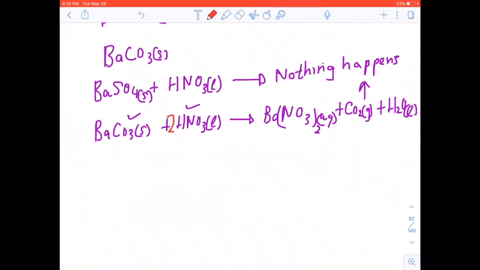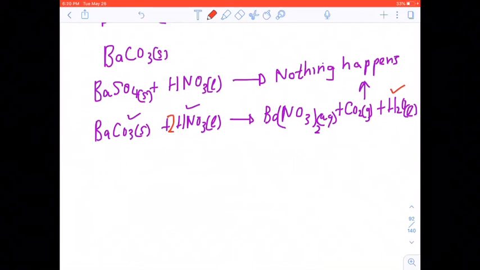Right, let's just see that. We've got two hydrogens on the left and two hydrogens on the right. So we've got two hydrogens on the right and two hydrogens on the left, right? Barium nitrate, so we've got two nitrates, that's fine.